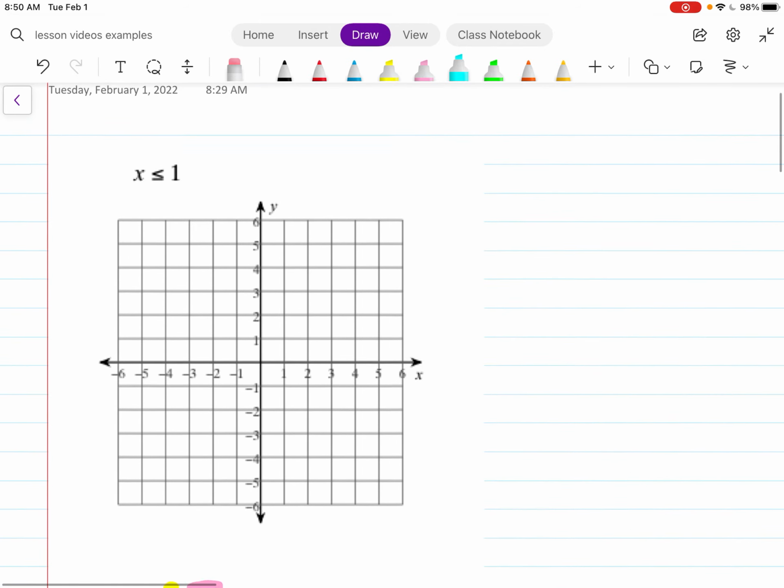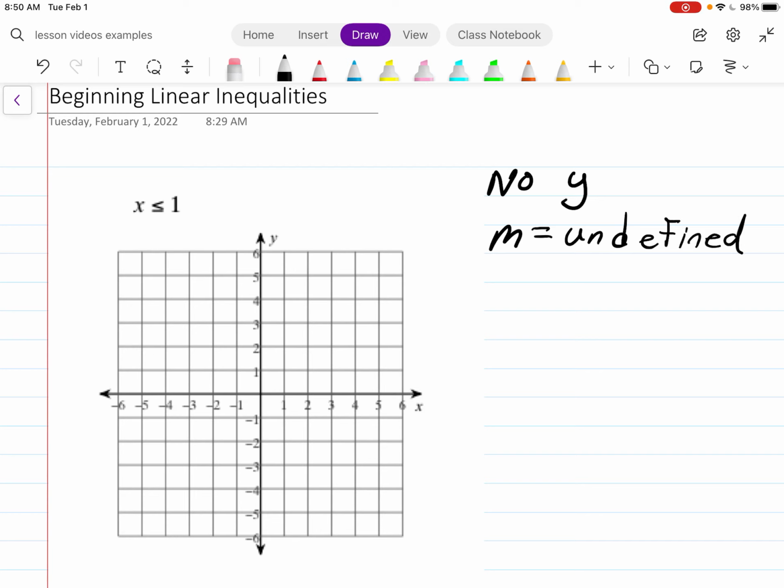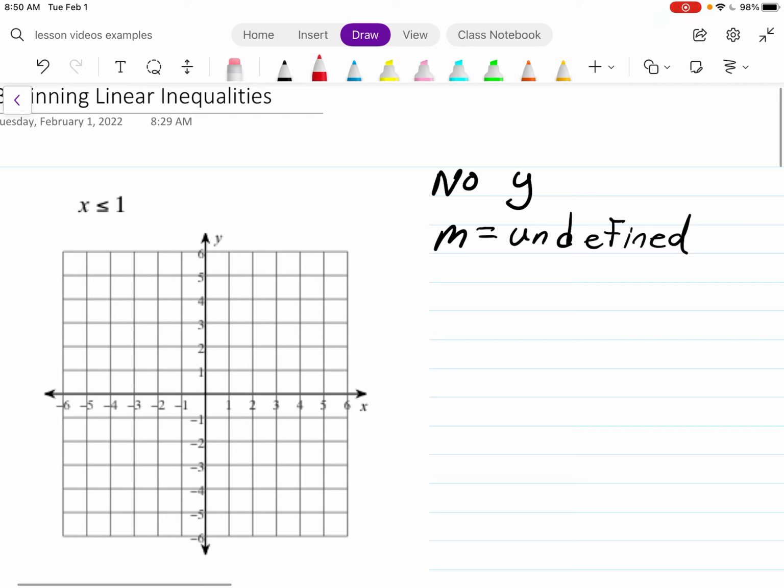One final example that you may see is a linear inequality that has no y. So there's no y variable on this. So I tell my students, if there is no y, the slope is undefined. And if you remember that an undefined slope is a line that goes straight up and down, not left and right.